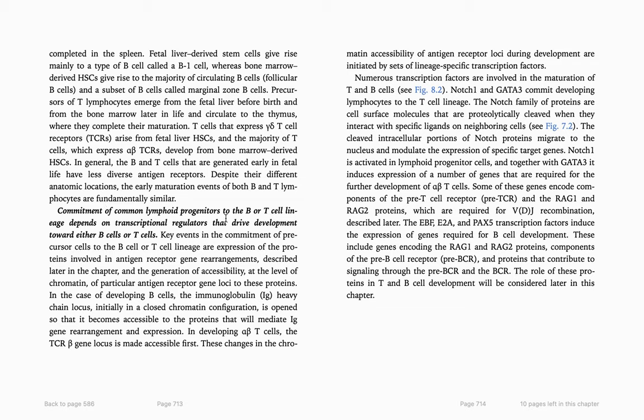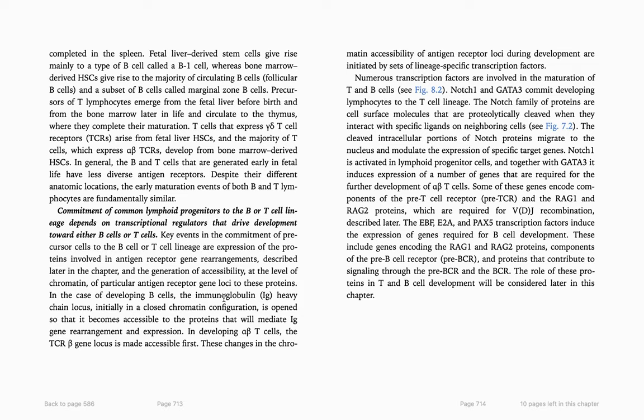Commitment of the common lymphoid progenitor to the B and T cell lineage depends on transcriptional regulators that drive the development toward either B cell or T cell. So it depends on transcriptional regulators. Key events in the commitment of precursor cells to the B cell or T cell lineage are expression of the proteins involved in antigen receptor gene rearrangement, described later in the chapter, and the generation of accessibility at the level of chromatin of particular antigen receptor gene loci to these proteins.